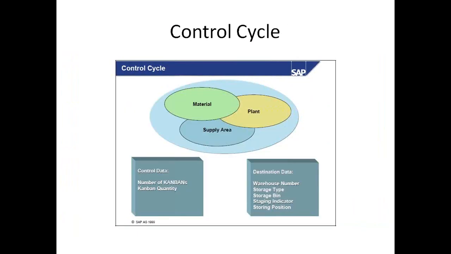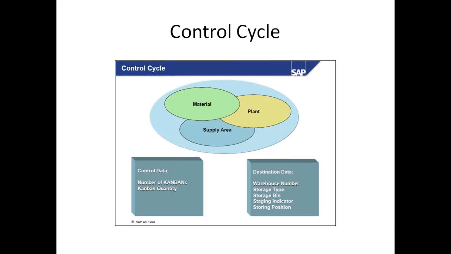A control cycle is a master data. It's like an info record in which we maintain the combination of supply area, material, and plant, and also the Kanban information. With all these details, taking the control cycle as a criterion, the system will generate the required quantity and create a transfer requirement. Okay.